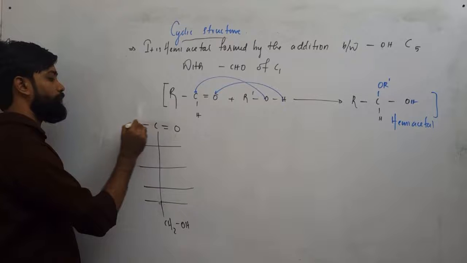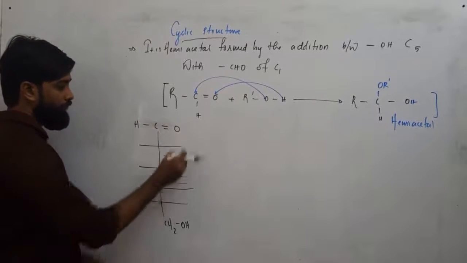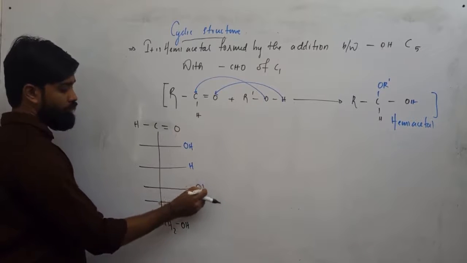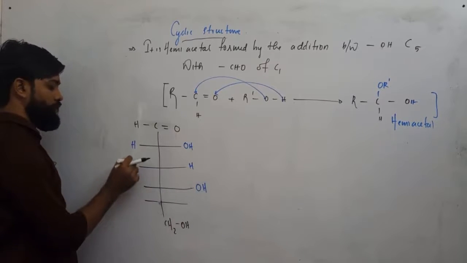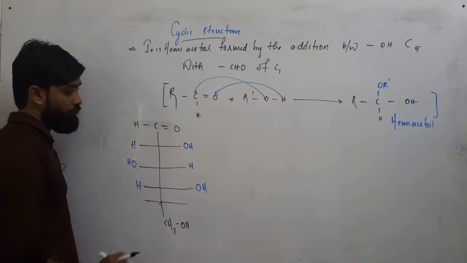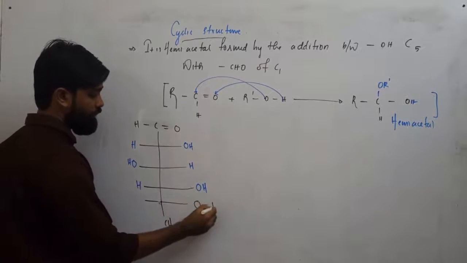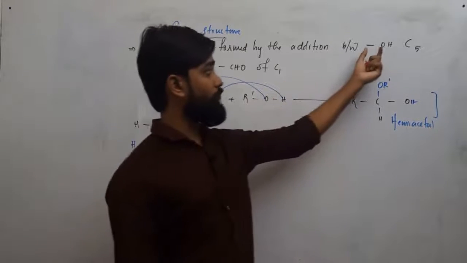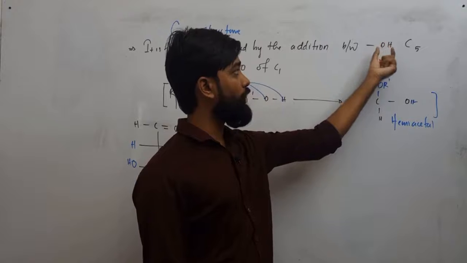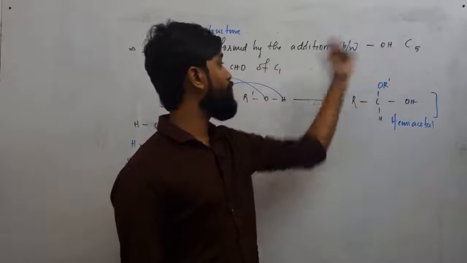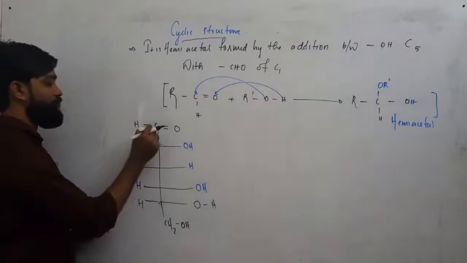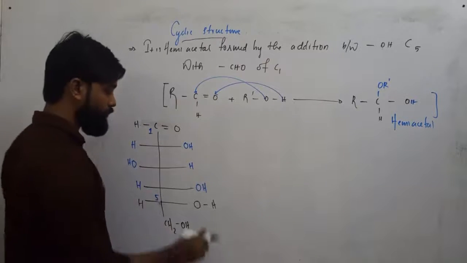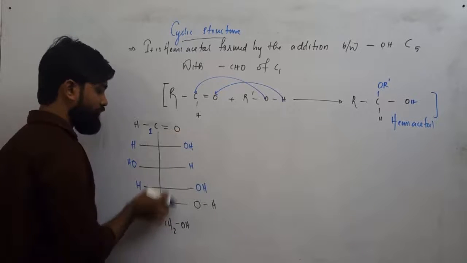Let me show the carbonyl group. Here is the OH. Here is the H. And the fourth one is also OH. Here H, here OH, here H. What about the fifth one? The fifth one also has OH. Now our discussion is that a hemiacetal is formed by the addition of OH to the CHO, from C5 to C1. So this is C1, and this is C5. Agreed. So there is a hemiacetal formation between the OH of C5 and the CHO of C1.